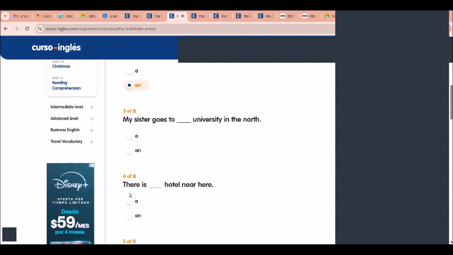Mitzi? It's a tricky one. Yes. My sister goes to university. Right? Because university is not a vowel sound. It's a consonant sound. It might look like a vowel because of the U, but the sound is "yu," like "why you." Okay. My sister goes to a university in the north. Good job.